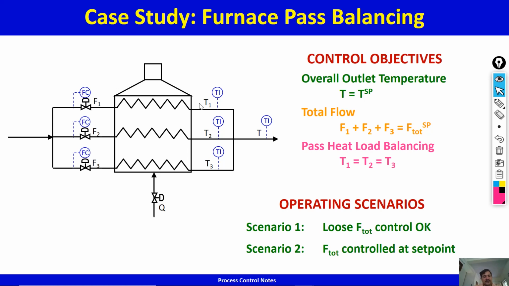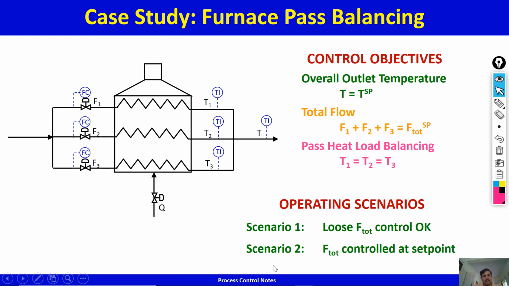Now there are two operating scenarios. In scenario 1, we want F total set point to be controlled, but loose control is fine. That means deviations away from the set point, from F dot set point, are acceptable. So loose F dot control is okay.